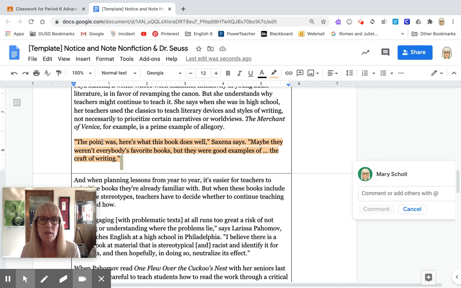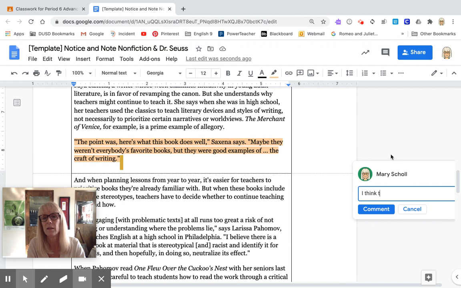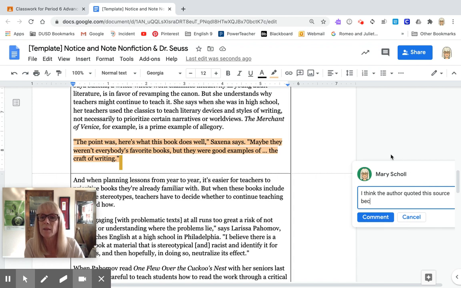The question that goes with that signpost is, why did the author quote this person or source? So you noticed the signpost of the quoted words, and now you're going to make a note about it. You're going to say, I think the author quoted this source because. You can just use the question. And then it's going to require you to actually read the quote.